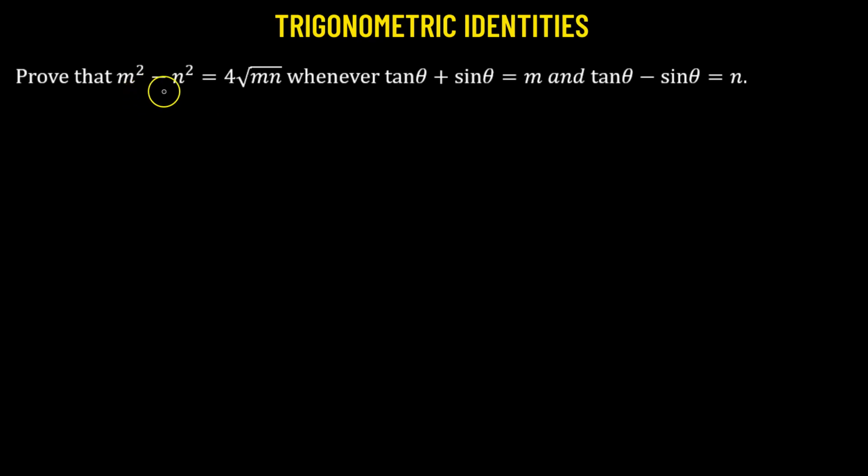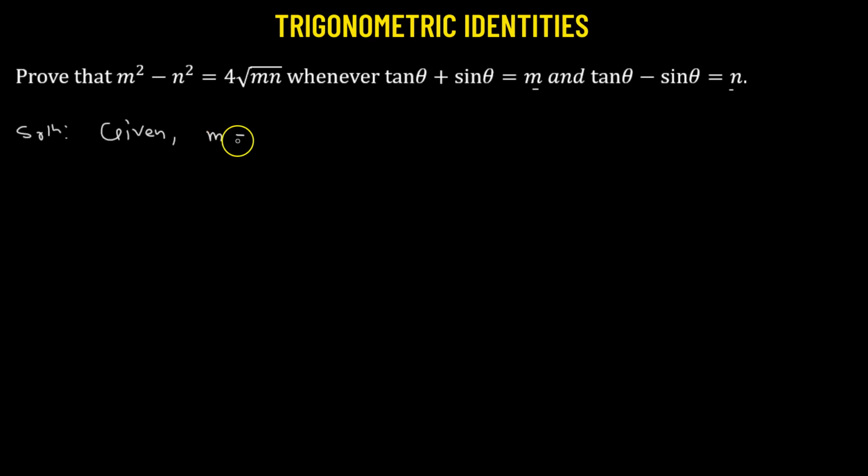We have to prove that m squared minus n squared equals 4 times the square root of m times n, whenever m and n are given by the following trigonometric equations. So let's begin with whatever we have been provided. First we note down the value of m.